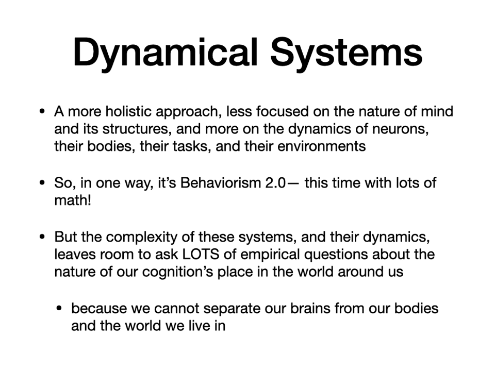So that's dynamical systems. It's this more holistic approach. It's less focused on the nature of the mind and its structures and more on the dynamics of neurons, the bodies they're in, the tasks they're trying to do, and the environments in which they're all embedded. So in one way, you could think of this as a sort of behaviorism 2.0, this time with lots more math. But the idea is that the complexity of these systems and their dynamics leaves a lot of room to ask really important empirical questions about the nature of our cognition's place in the world around us, because we cannot separate our brains from our bodies and the world we live in.